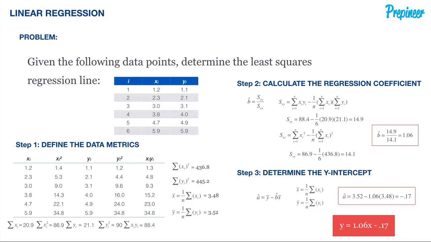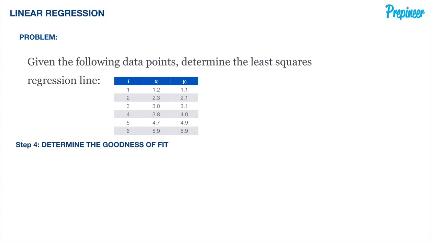But we've got to take this one more step and see if this equation is even a legitimate representation of our data. So let's determine the goodness of fit by calculating the correlation coefficient, R, which is given by the equation right there on your screen. Now, we've defined all the metrics except for the sum of squares of y, SYY, which is given by the formula right there, and that can be found in your NCEES reference handbook.